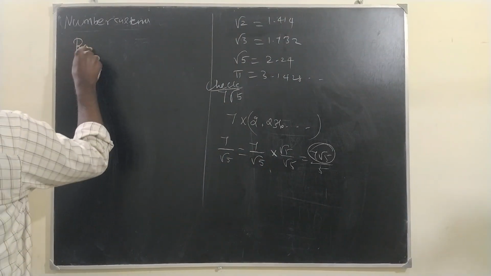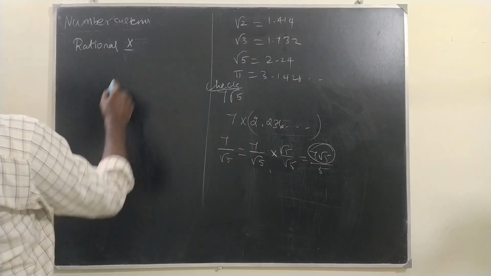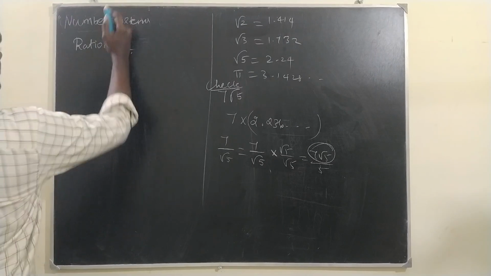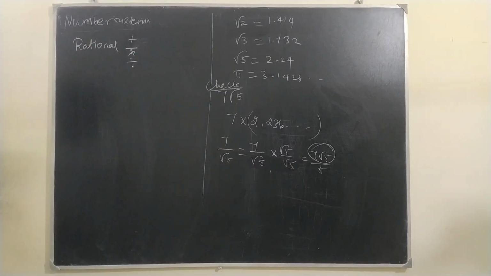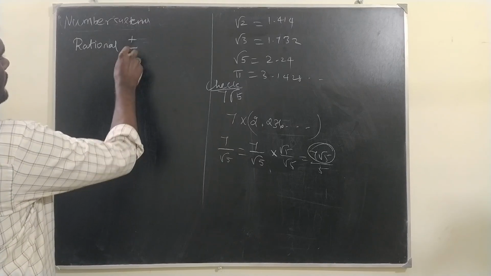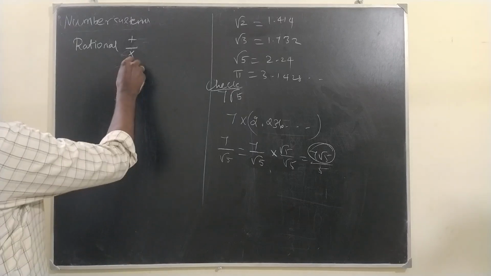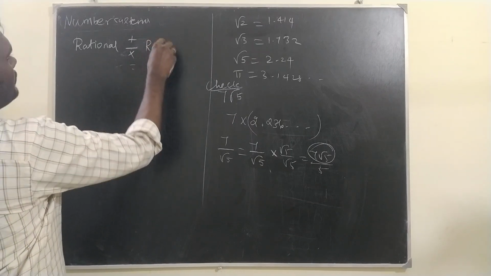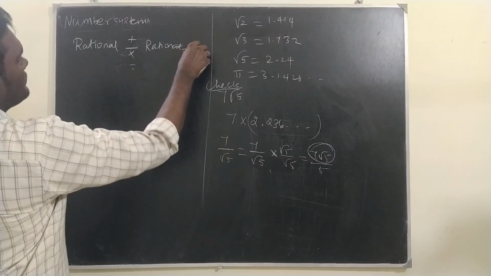Rational, plus, minus, add, subtract, multiply or divide, whatever you do. Oh, not division, you can't say. Division, we may get irrational also. No, not possible. So, rational, in whatever you do, you get only rational.